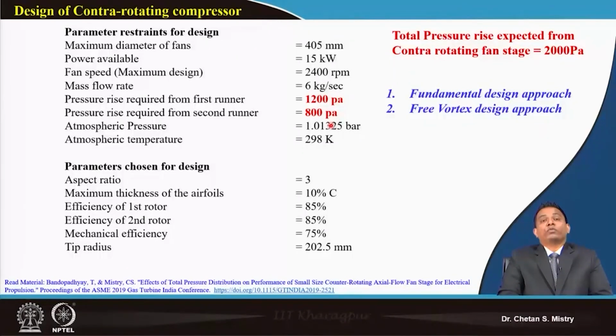Now, in order to realize that part, for the present design, or for the present lecture discussion, I have modified my pressure distribution from 1100 to 1200 and from 900 to 800. So, we will be discussing the design of the contra rotating fan with rotor 1 having a pressure rise of 1200 Pascal and rotor 2 having a pressure rise of 800 Pascal.